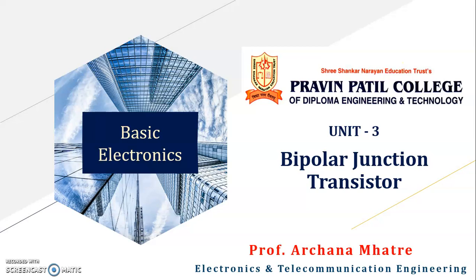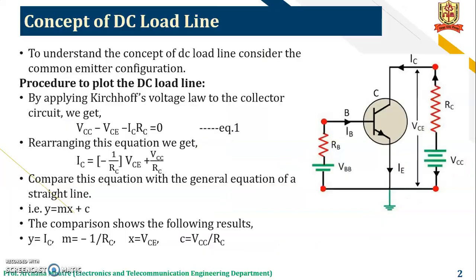In this video, we are going to continue with the third unit of Basic Electronics, that is bipolar junction transistor. Here first we will see the concept of DC load line. To understand the concept of DC load line, consider the common emitter configuration. Now this is the circuit diagram for common emitter configuration.